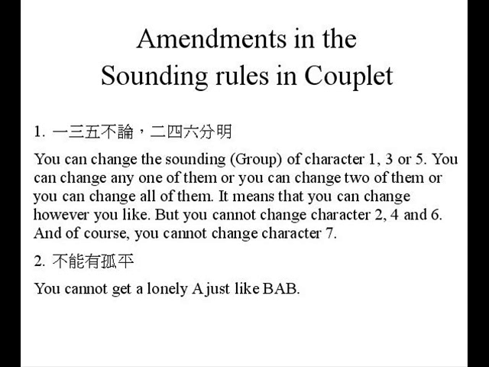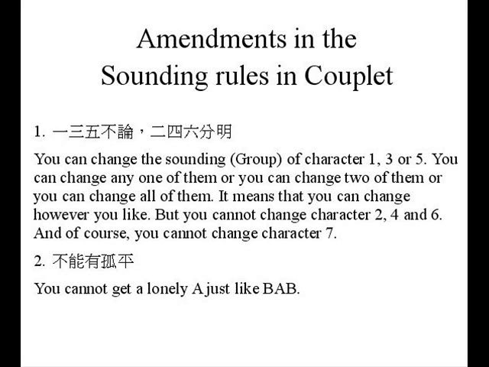When you are writing a couplet, try your best to write the couplet according to the original sounding rules. If you can do it, if you can succeed, then your couplet must be the best, because your sounding is perfect.